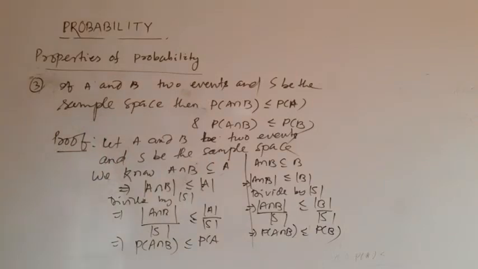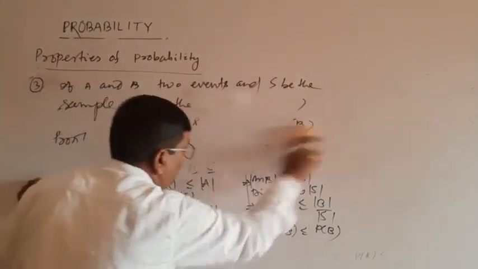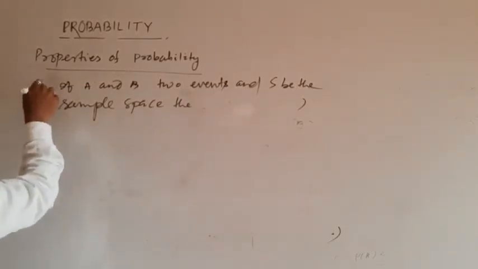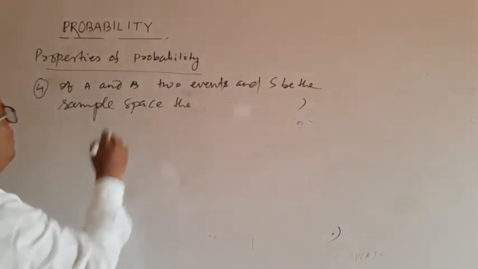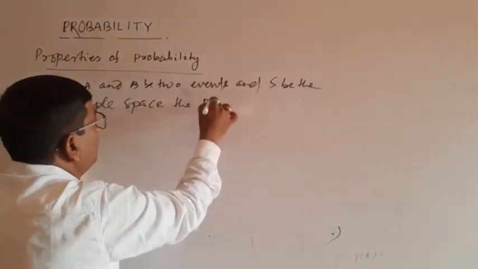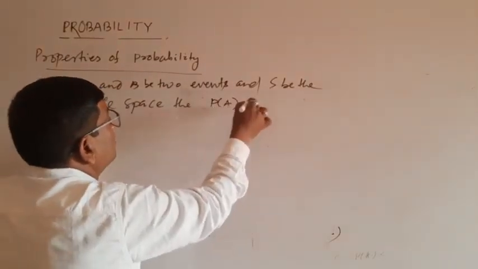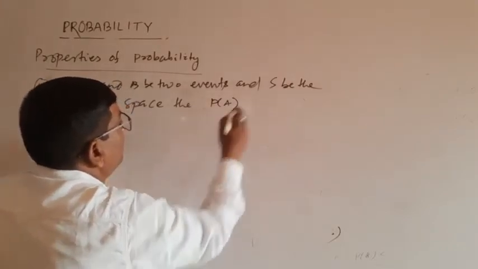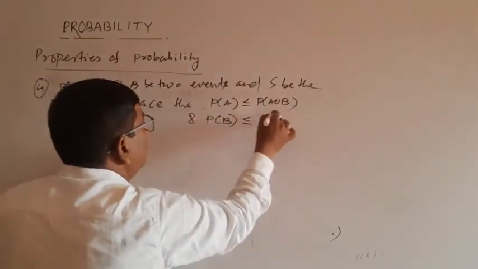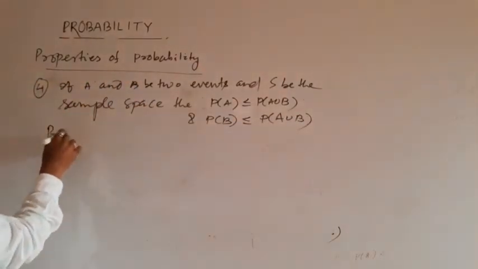Now property number 4. If A and B are two events and S is the sample space, then P of A is less than or equal to P of A union B, and P of B is less than or equal to P of A union B. Same proof.